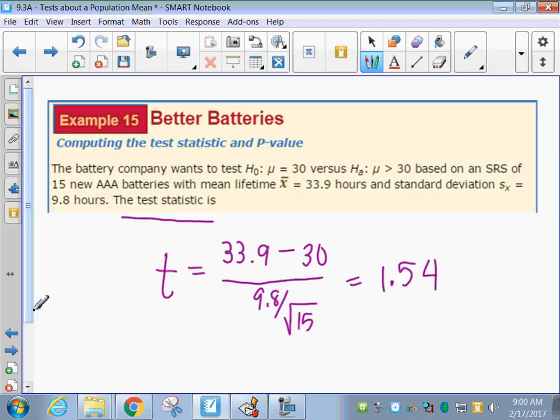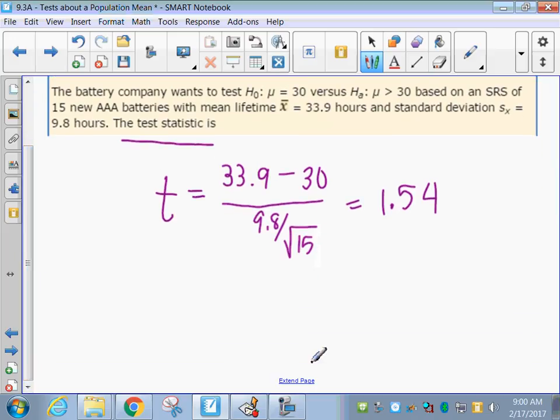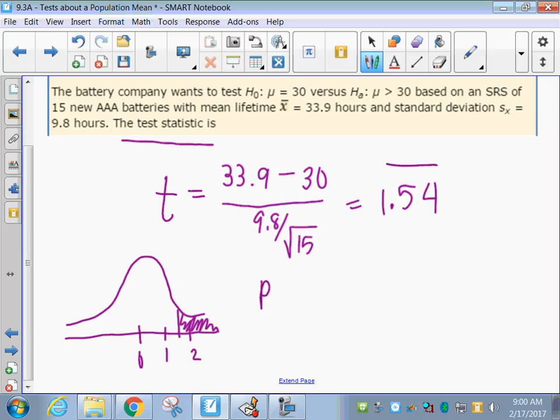Okay, 1.54. The t-graph looks similar to the normal curve, right? It just has more area in the tails, is what we talked about. But when you sketch it, you can sketch it similar. So 1, 2, here's about 1.54 shaded over. So we want a p-value of anything to the right of that value because it's positive. So we're trying to find the probability. So this is the test statistic, right? But if I want now the p-value, we're going to find where t is greater than or equal to 1.54.